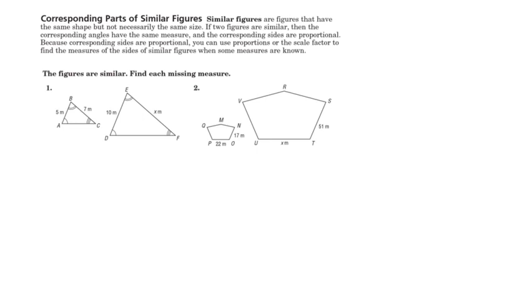By the end of this lesson, you'll be able to use proportions to find a missing side of a similar figure. Similar figures are figures that have the same shape but are not the same size, and their sides are proportional.